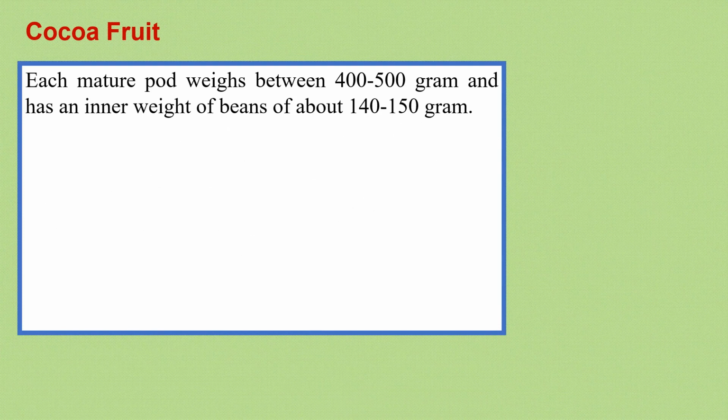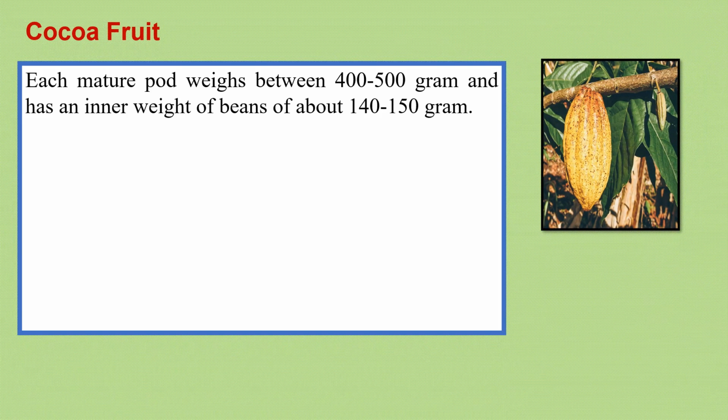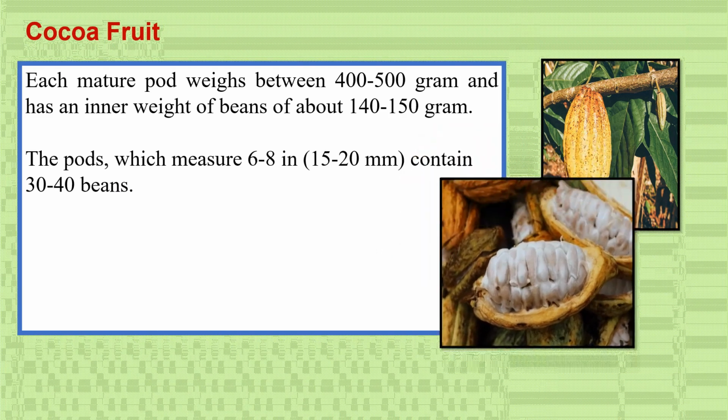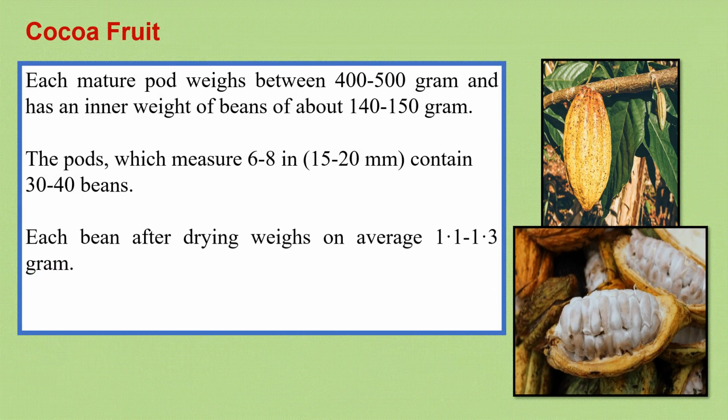Coca fruit is also known as a coca pod, which weighs approximately 400 to 500 gram, containing beans of 140 to 150 gram. The adjoining image is of a coca fruit, that is, a coca pod. The pod, which measures 6 to 8 inches in length, contains 30 to 40 beans. The adjoining image gives us an idea about how the coca pod is from inside.